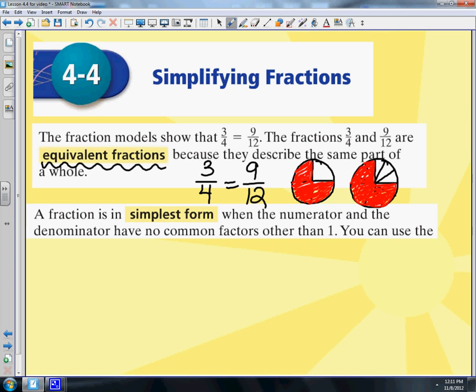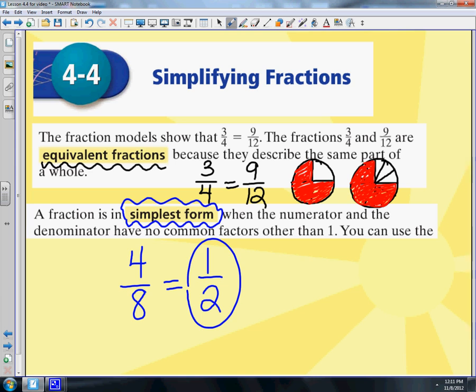So a fraction is in simplest form, also write this down in your notes, when the numerator and denominator have no common factors. So if I were to say 4/8, you cannot write 4/8. You have to write 1/2. It has to be in simplest form. There's no question. Don't ever ask me if you have to simplify it. You always do. It's like showing your work. You just have to do it.